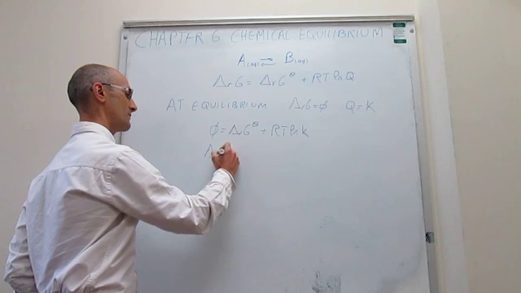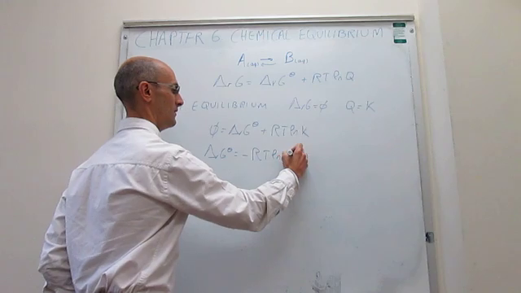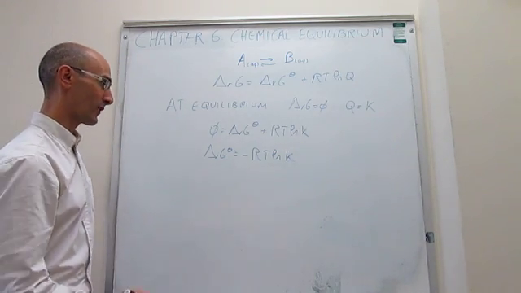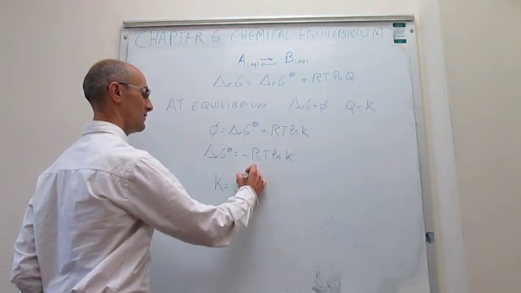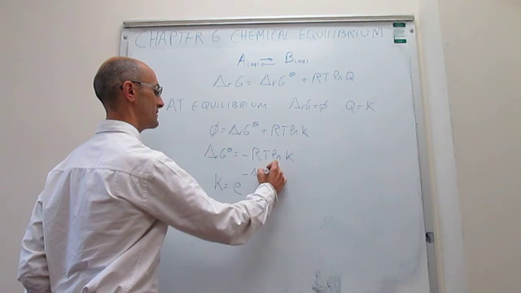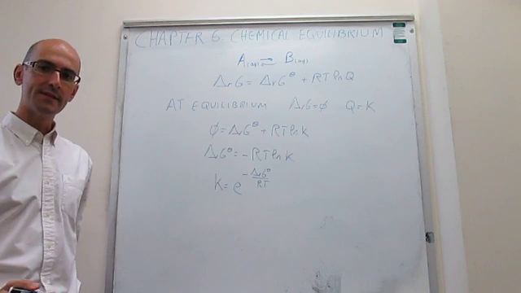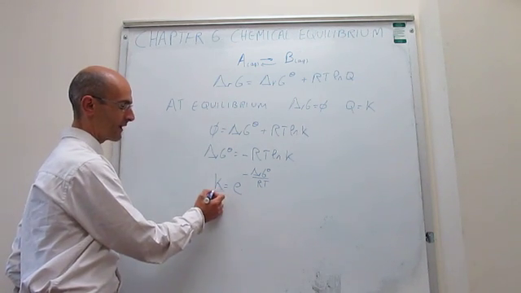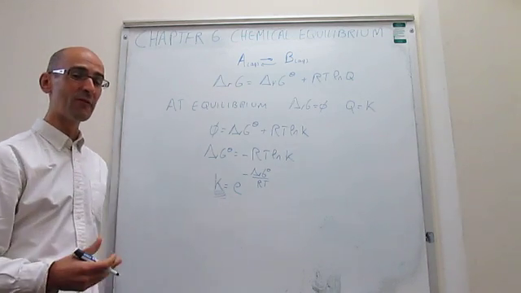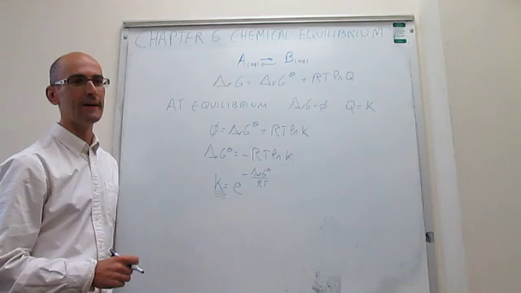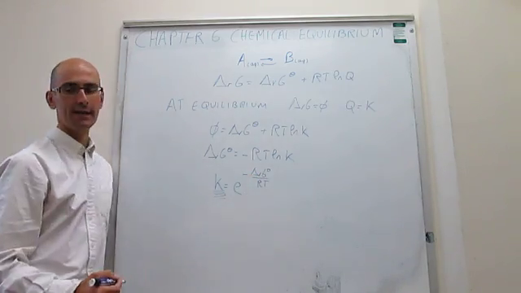The reaction Gibbs energy at the standard state is then equal to minus RT natural log of the equilibrium constant. If we solve for the equilibrium constant, we get an expression where you have e to the minus reaction Gibbs energy at the standard state divided by RT. Now this is extremely useful because you have a direct relationship between the equilibrium constant, which is a very powerful and useful quantity in chemistry, and the reaction Gibbs energy at the standard state.